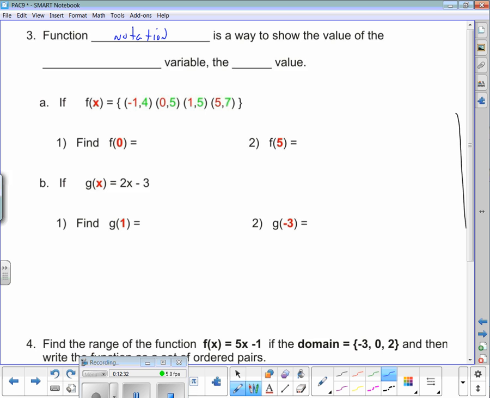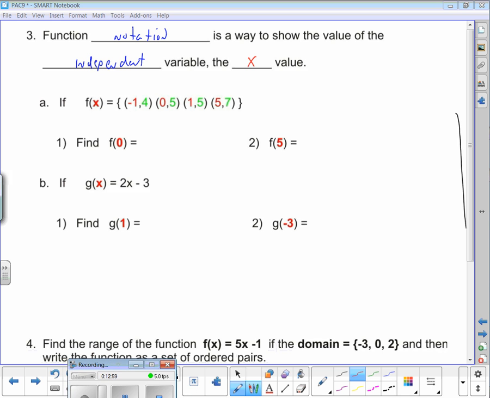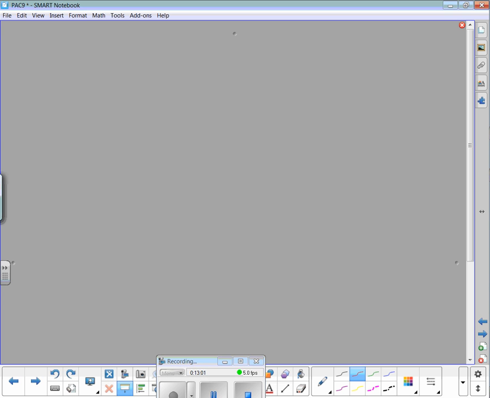All right. So function notation is a way to show the value of the independent variable. And again, I'm going to use my red here, the x value. Functional notation is a way of showing the value of the independent variable. And you know what? Let me get my screen up here because I need to cover some of this stuff so I can focus you guys in.